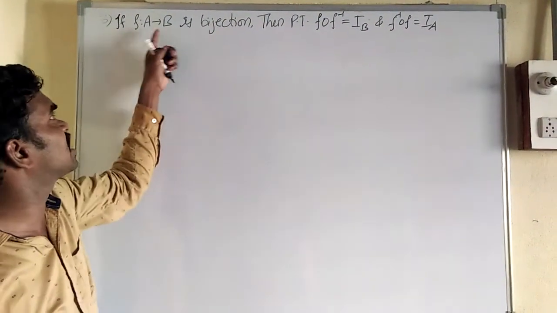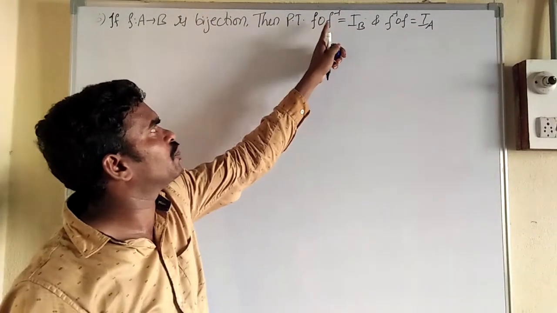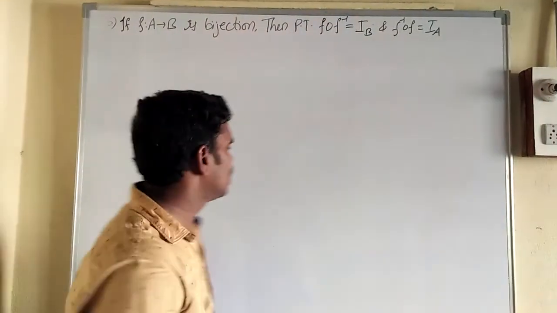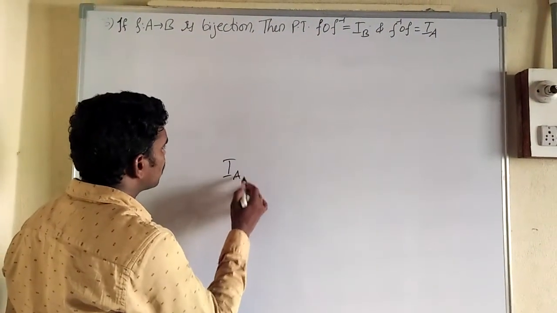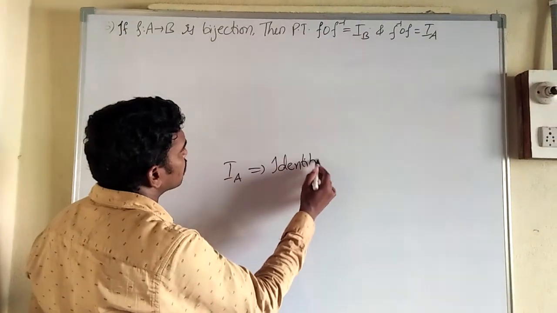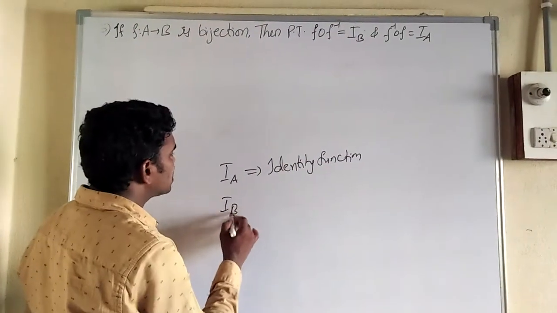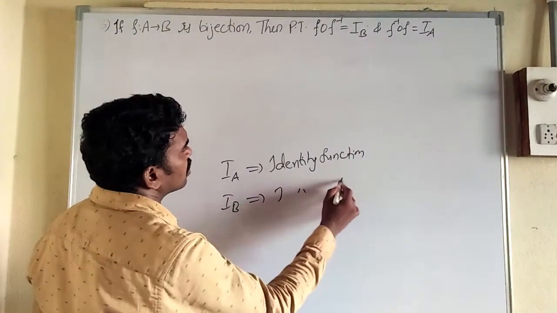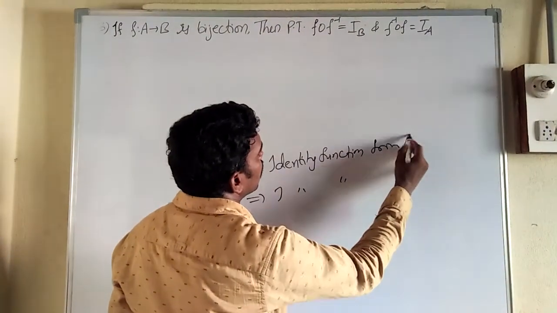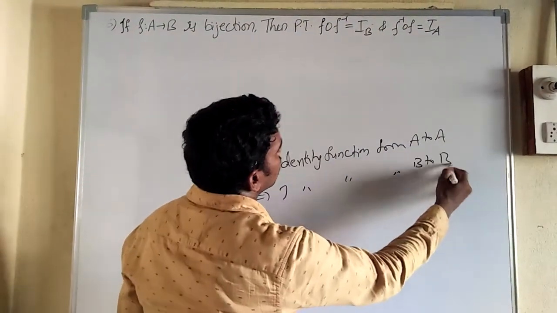In this question, F is given as a bijection from A to B. F inverse means inverse of F. What are IB and IA? I means identity function. IA means the identity function from A to A, and IB means the identity function from B to B.